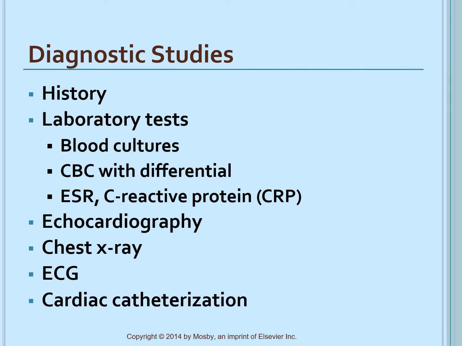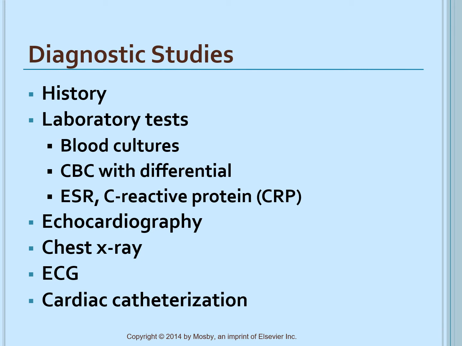In order to diagnose IE, there needs to be vegetation that is seen via an echo, and we see this via a TEE. With a regular echocardiogram, we generally cannot see if there's vegetation, so they will go down for a transesophageal echo, or a TEE, to determine or rule out if there's vegetation.